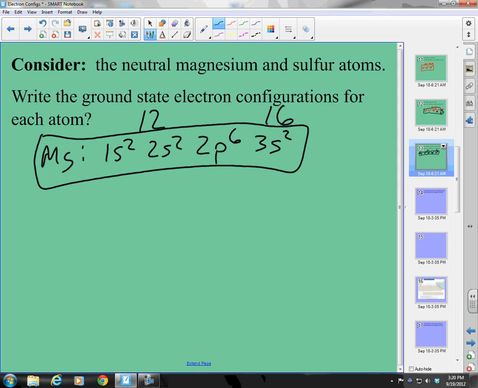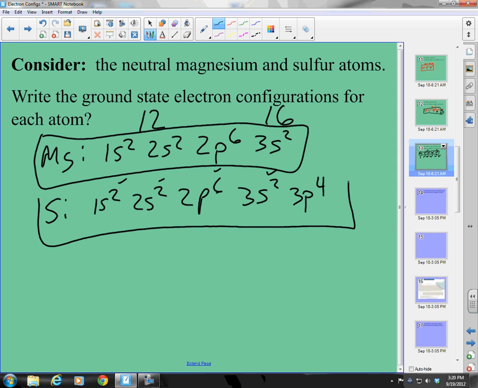What about sulfur? 1s2, 2s2, 2p6, 3s. I can only go 2 with 3s, right? So that's 2, 2, 4, 10, 12. I need 4 more electrons. So it goes where? 3p4. There we go. 1s2, 2s2, 2p6, 3s2, 3p4.